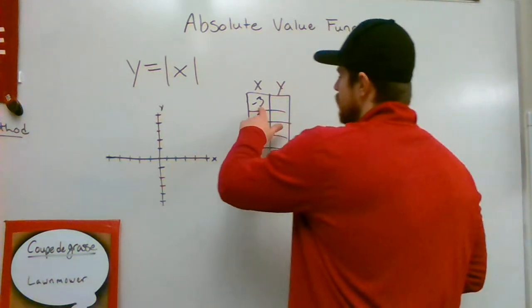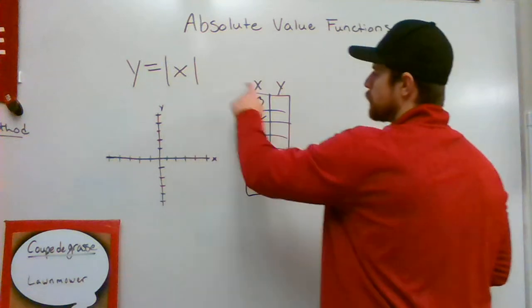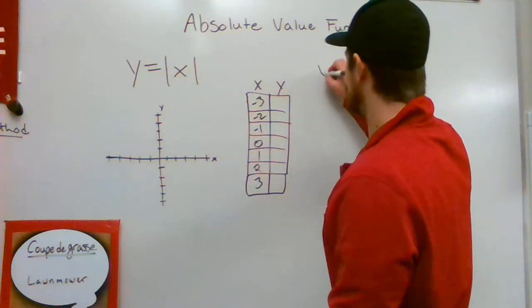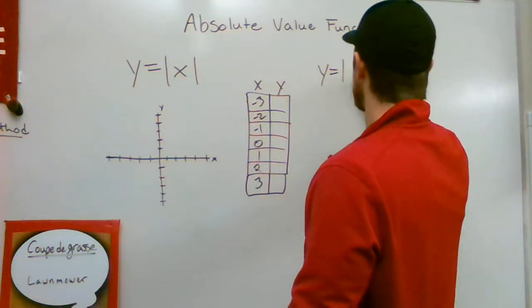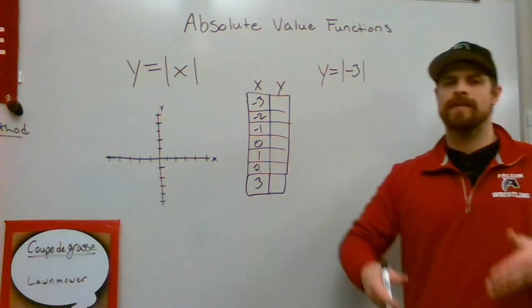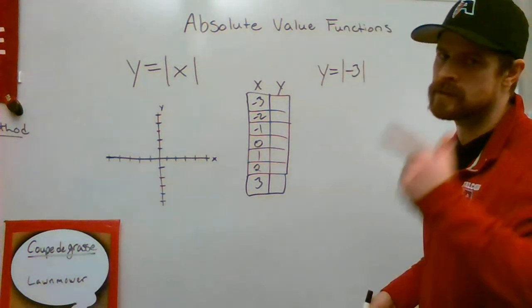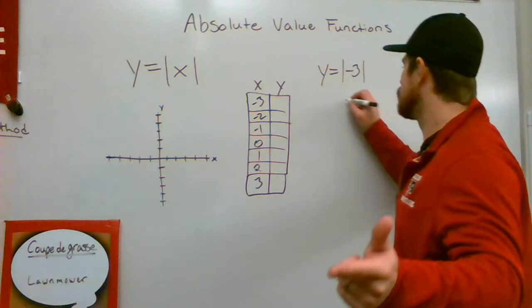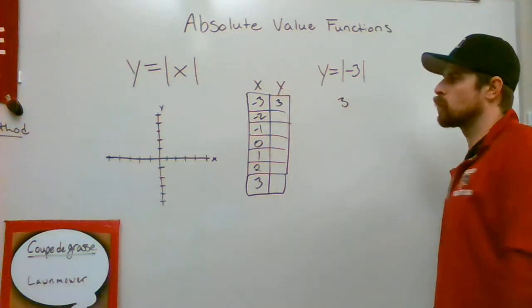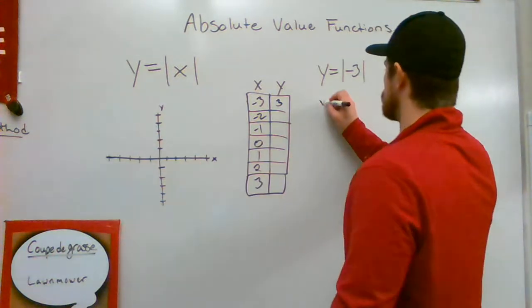I want you to put a negative 3 right there and replace the x value with negative 3. I'd write that over here. Y equals the absolute value of negative 3. And with that quick review that I just gave you, you should know that the absolute value of -3 is, you better believe it, 3. So that would be your solution for y. That's what y would come out to.